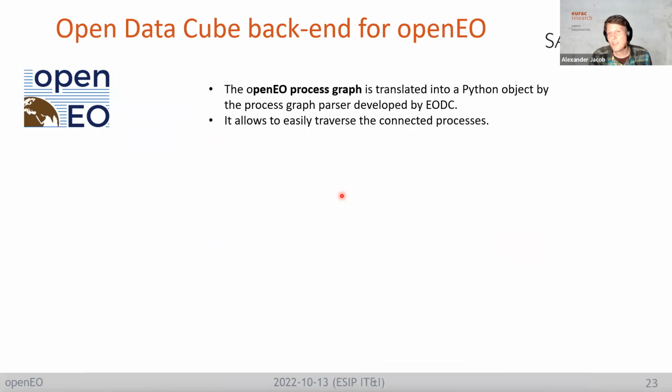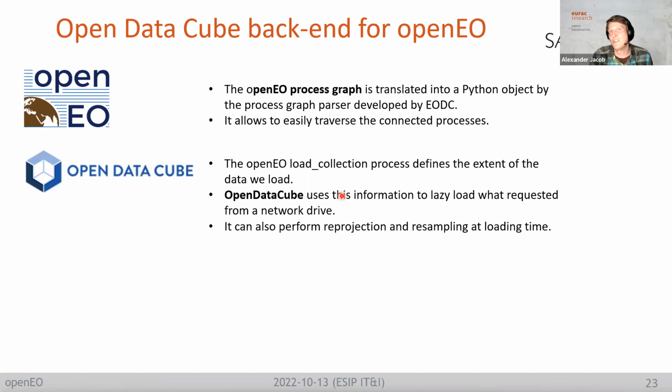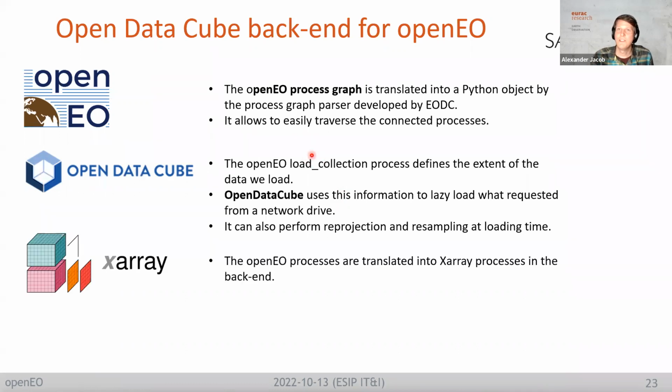So openEO in this case is really the method to create this: what does the user actually want to do, and it generates this abstract graph. The Open Data Cube is the virtual data cube layer, so to say, that helps us to generate indices over any kind of data set coming either from an S3 storage or a network drive, then expose this as a collection with all the STAC metadata, which enables it then to run the openEO processes on top of it.